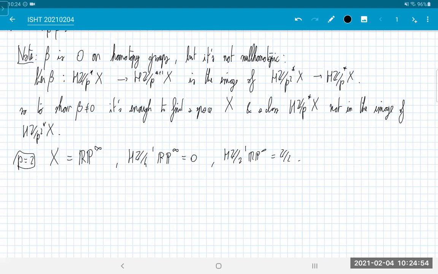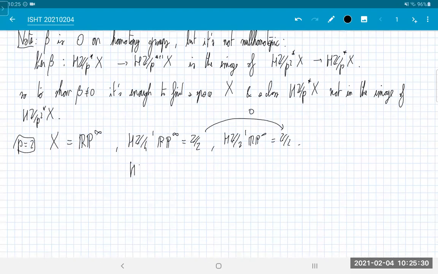Is it 0? Hold on. It has to be 0. In any case, this map is certainly the 0 map. Sorry, it's Z/2 here, but this map is the 0 map. What is certainly true is that H_Z^1 of RP infinity is zero. That you can check, it's easy.